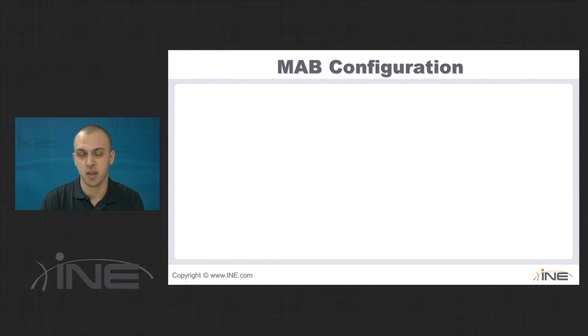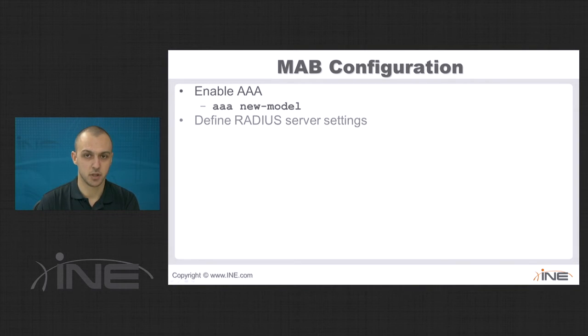Welcome back, everybody. In this topic, we're going to take a quick overview of configuring MAB authentication in the network, and we're going to see what the required steps are on the switch side and on the RADIUS side, and we're going to use ISE for that option. First of all, in order to integrate the switch and ISE, we need to enable a new model, and then we're going to configure the RADIUS settings on the switch side.